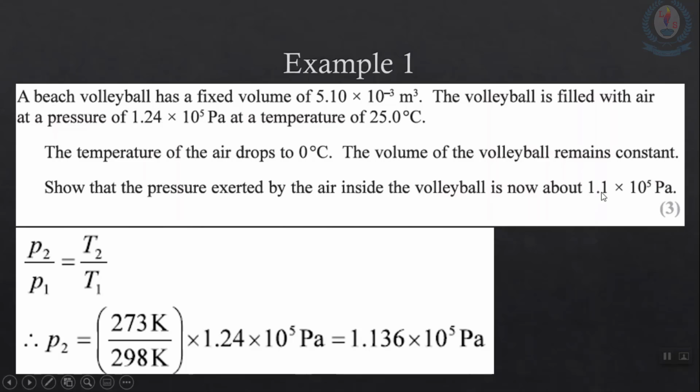As it is a "show that" question, the answer is for two significant figures. Keep your answer to more than two significant figures. Okay.